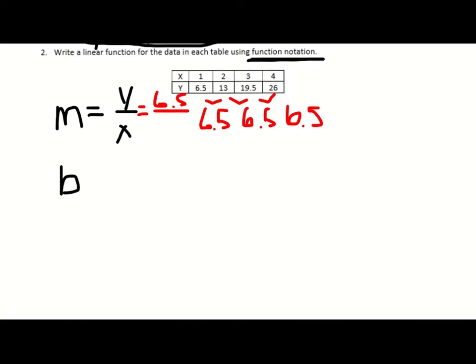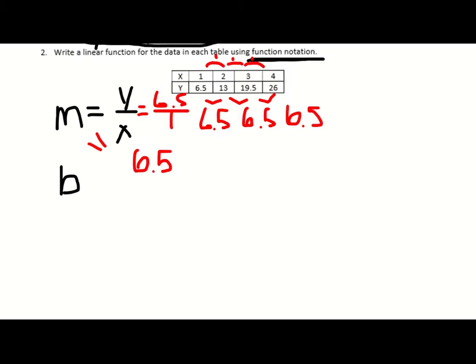Now, as for my x values, how are they changing? From 1 to 2 is plus 1. 2 to 3 plus 1. 3 to 4 plus 1. So over 1. So my slope m of this line, simplify that, 6.5. So every single time in this table, the slope is 6.5. Okay, the change in y over the change in x simplifies to that number.